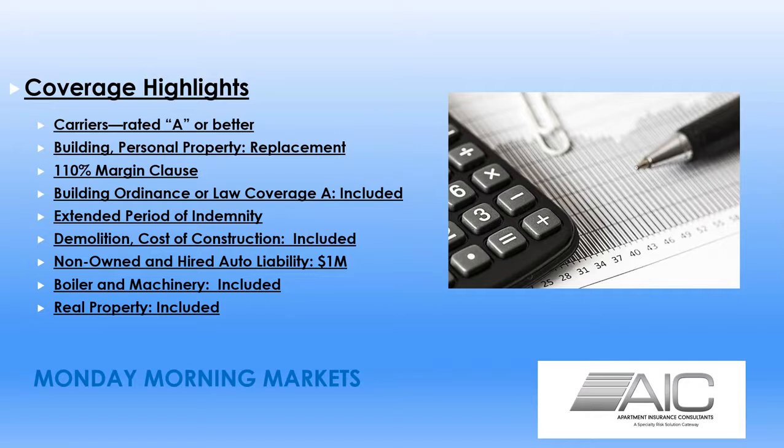Now some complexes have boilers and machinery, boilers for their heaters, that kind of thing. It's included in the property coverage if something happens. They typically have a separate limit. On most of them, it's between 10 million and 100 million, which is more than enough to fix a boiler, I would think.